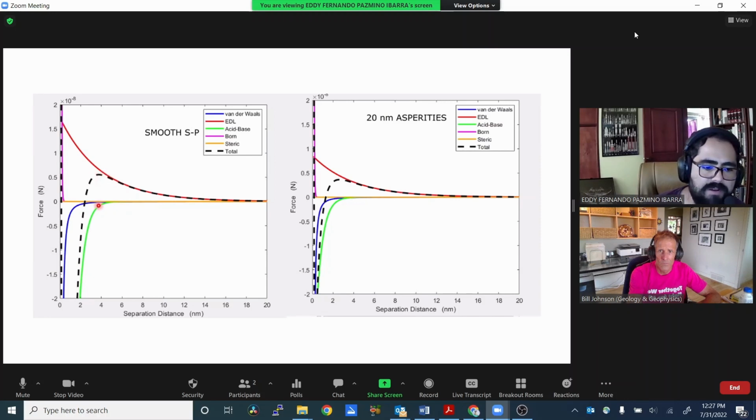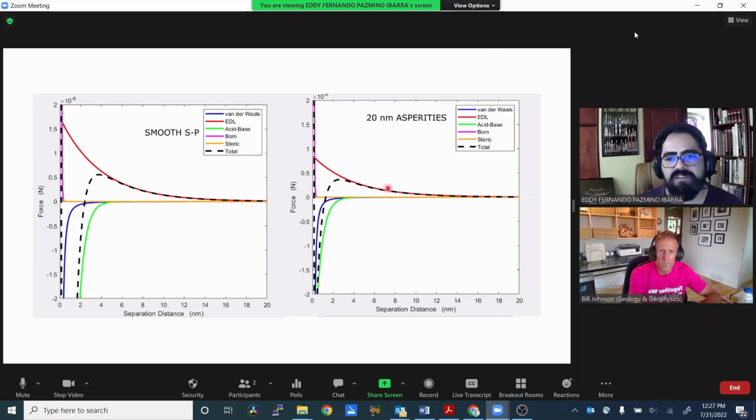And we have a barrier above 4 nanometer, and then this deep primary minimum. And notice that for this case, we have no steric effect. We deactivate steric, and we have the yellow profile completely at 0, so it has no effect.